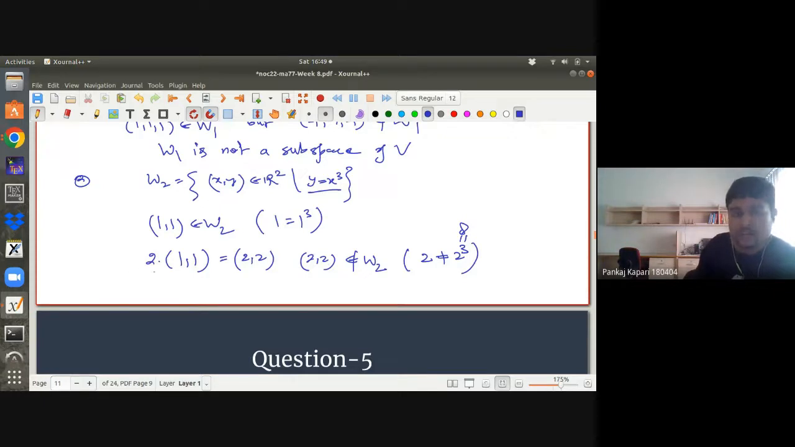So if you multiply the vector by some scalar, the resultant vector is not inside W2, and therefore W2 is not a subspace of V. Okay, so instead of V, let's write R2, not a subspace of R2.